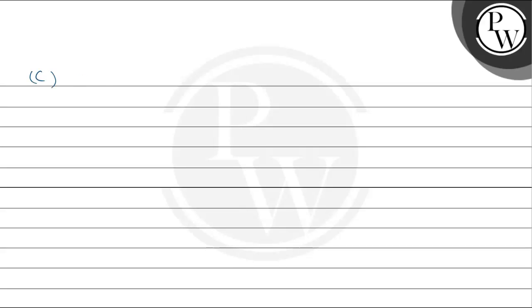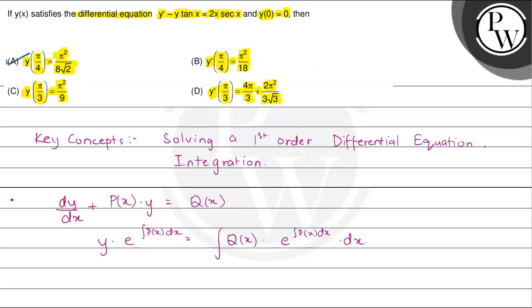On to option C, y of pi upon 3. So y of pi by 3 is basically pi upon 3 whole square times sec of pi by 3, because y was given to be x square sec x. So we'll have this as pi square upon 9, and sec of pi by 3 is 2, so this is into 2, so this is 2 pi square upon 9, which does not match with the given option, pi square upon 9.